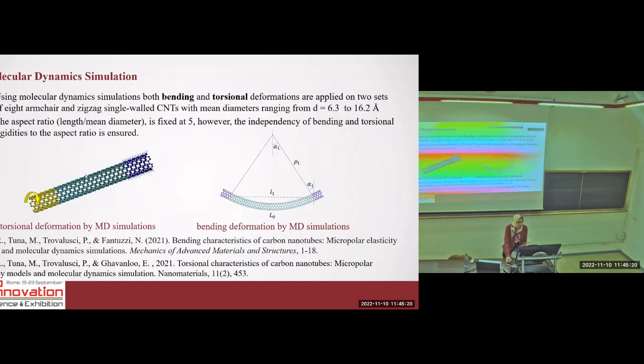What we did on carbon nanotubes was that we used molecular dynamics simulation, both in bending and torsional deformation, and we performed it on two sets of armchair and zigzag carbon nanotubes. The diameters ranged from 6 to 16 angstrom, and we fixed the aspect ratio to 5. This was to minimize the computational expense, but then we showed that the results are independent of the aspect ratio. These are the two papers that we have published in journals related to the bending and torsion approach.